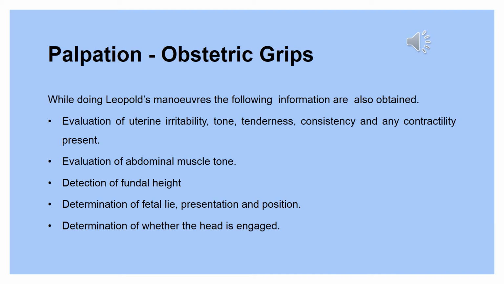While performing the Leopold's maneuver, the midwife can obtain the following details: evaluation of uterine irritability, tone of the uterus, whether there is any tenderness and consistency or any contractility present. Then evaluation of abdominal muscle tone, and also she can detect the fundal height, determination of fetal lie, presentation and position, and determination of whether the fetal head is engaged or not.